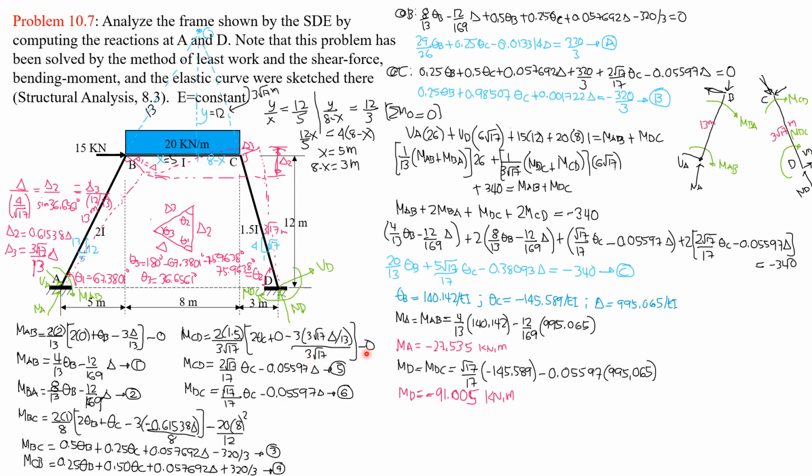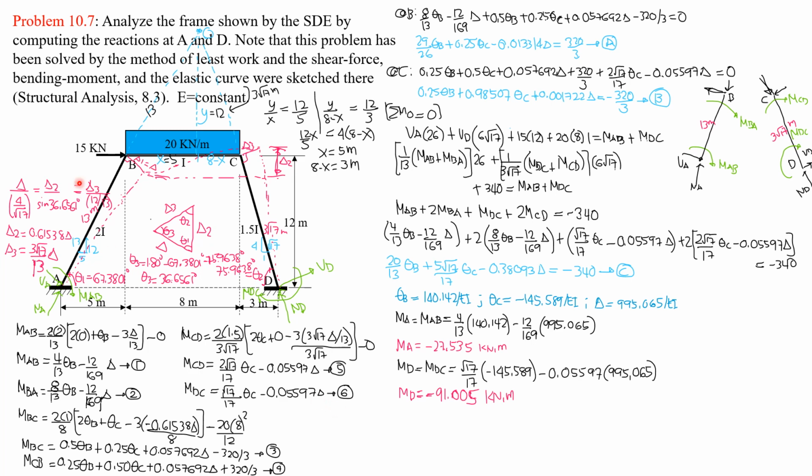Then minus fixed moment on CD, there's no load, so minus 0. Simplifying, we have 2, because we can cancel 3, 2 square root of 17 over 17 theta C, then minus 0.05597 delta. Call that equation 5. Then MDC, it is theta D that is doubled. So therefore, 2 times 0 is 0. Then half of 2 square root of 17 over 17 is square root of 17 over 17 theta C minus 0.05597 of delta. Call that equation 6.